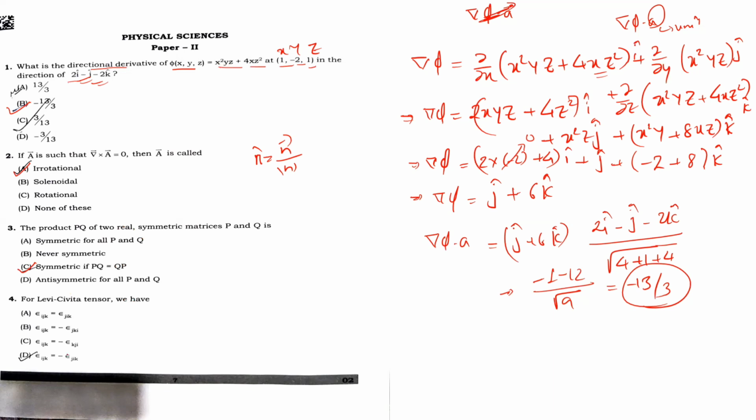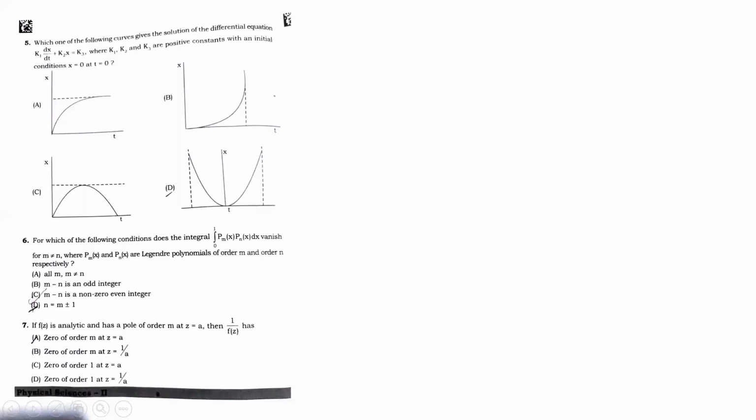Next is for Levi-Civita tensor, we have what? So this is also quite easy. You can write just epsilon ijk is equal to minus epsilon jik, because it is ijk. It is here ji, so a negative sign will come. The variables are changing. So just put down a negative sign here. Clear? So now let us see question 5.